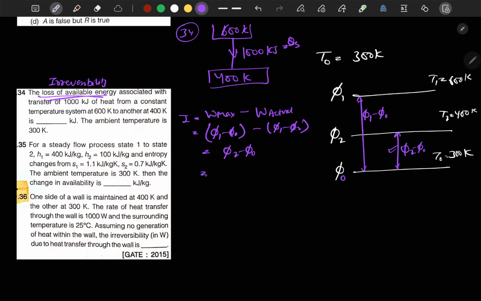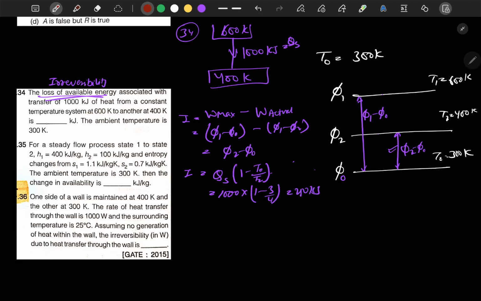Now if we substitute the values, we get I is equal to phi 2 minus phi naught, that is, Qs times of 1 minus T naught by T2 minus Qs times of 1 minus T naught by T1. From here we can calculate the value to be 1000 into 1 minus 3 by 4, equal to 250 kilojoule.